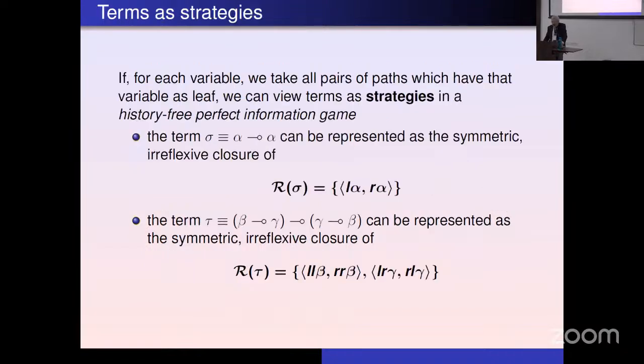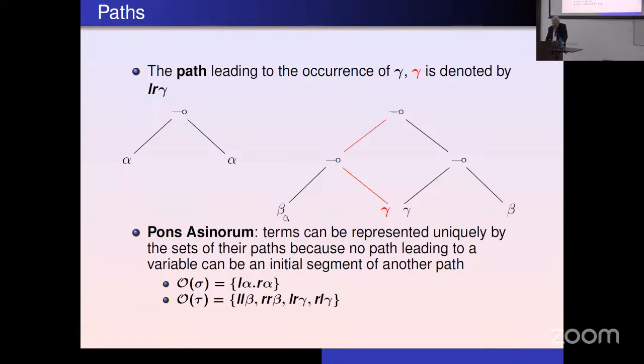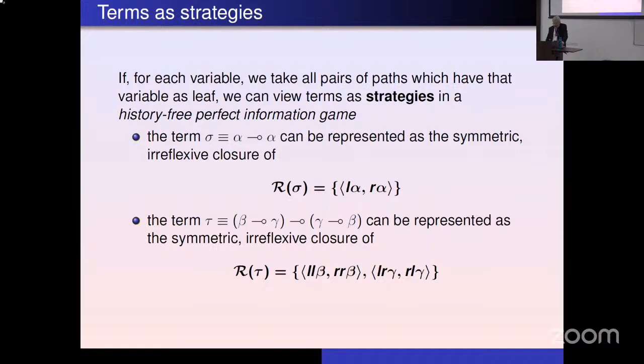And now here is another approach. We can view terms as strategies, in the sense that, if we go back to this situation where you have a beta here and a beta here, a gamma here and a gamma there, we can pair the paths leading to beta and the paths leading to gamma, and essentially we can represent the term also as pairs of paths that lead to the same variable.